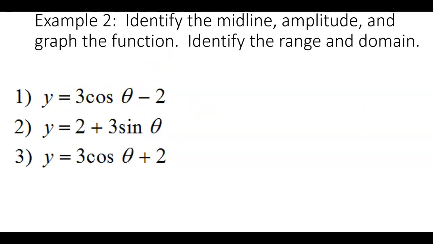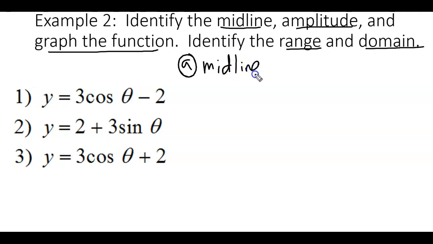All right, so here is example 1. Identify the midline, the amplitude, and graph the function. After that, we need to identify the range and the domain. So we have a lot of parts we need to do here: A, B, C, D, E. So let's do that. A, what is my midline for number 1? My midline is the number that's being subtracted or added to the function. So in this case, it's negative 2, sorry.